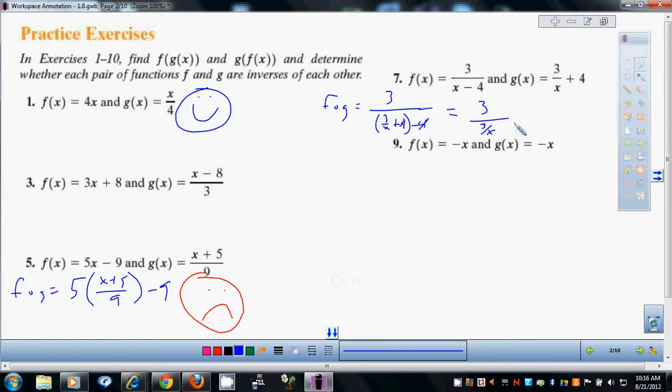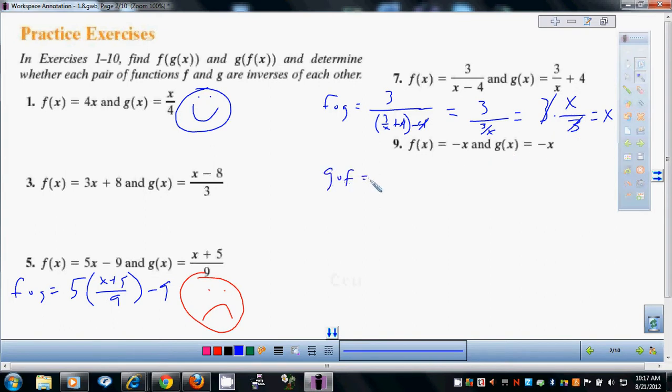Nick, what's that the same as? Not quite. What do we do at the bottom? When you divide by fractions, you really just do what? There you go. Flip and multiply. Yes, it does.